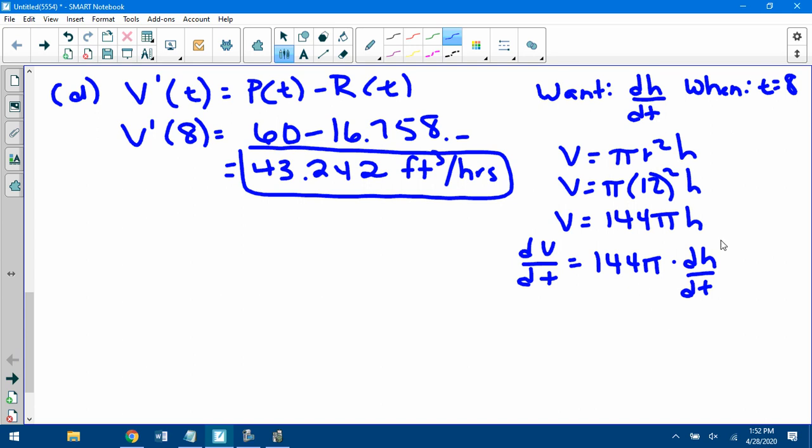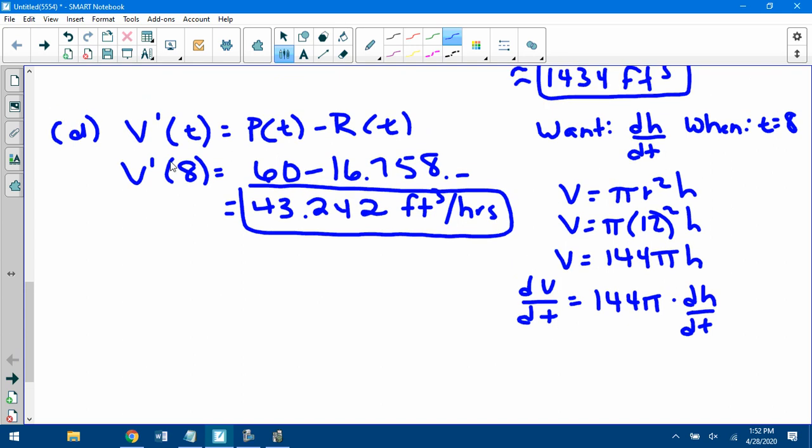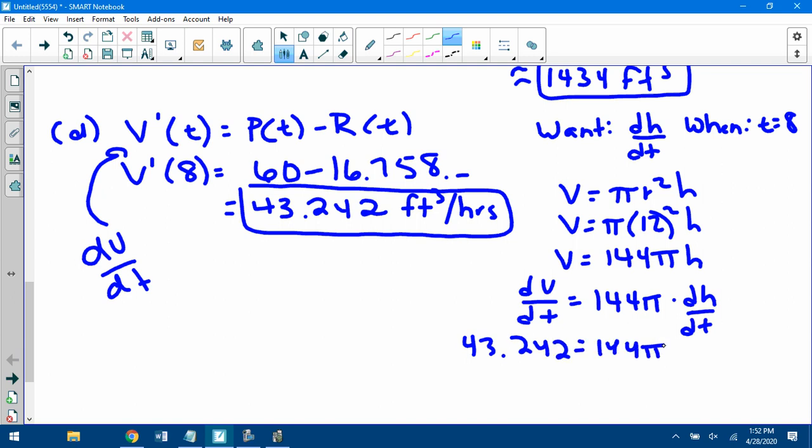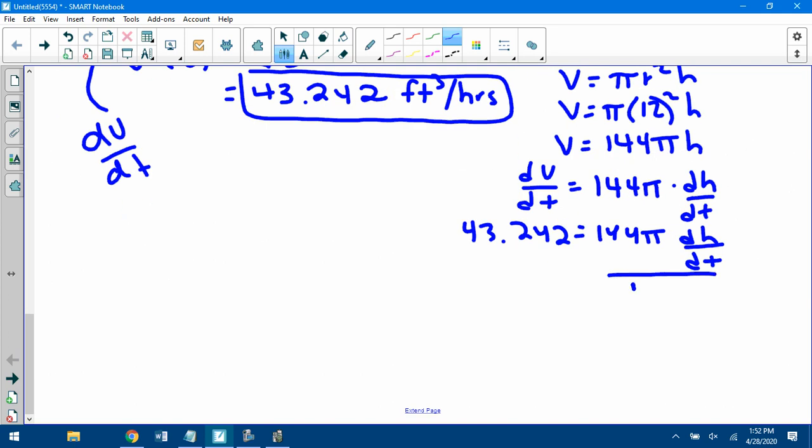Now I want to find this. What's dv dt? Well, that's changing, but we know that's why they asked you this part. It was almost a hint. At t equals 8, which is when we want it, the rate of change of the volume, we wrote it as v prime over here, but that's dv dt. V prime of t is the same as dv dt, is 43.242 equals 144 pi times dh dt. So I just have to divide, and I got my answer. Divide by 144 pi.